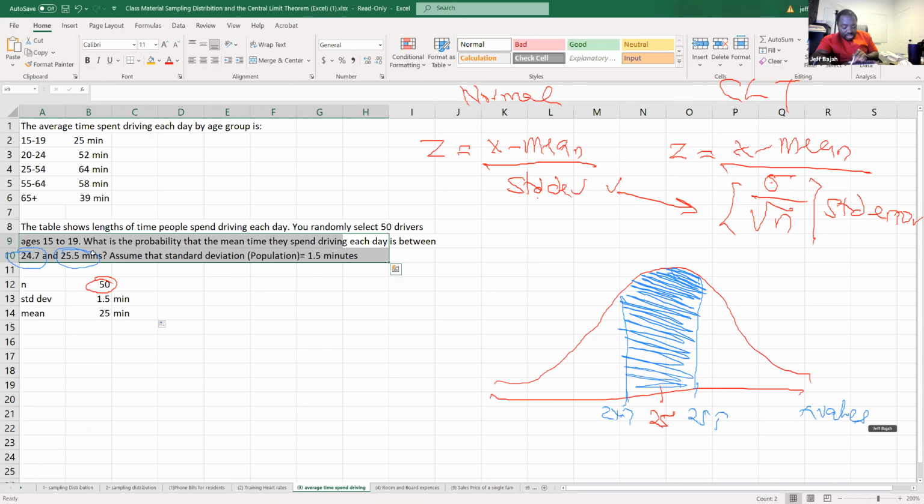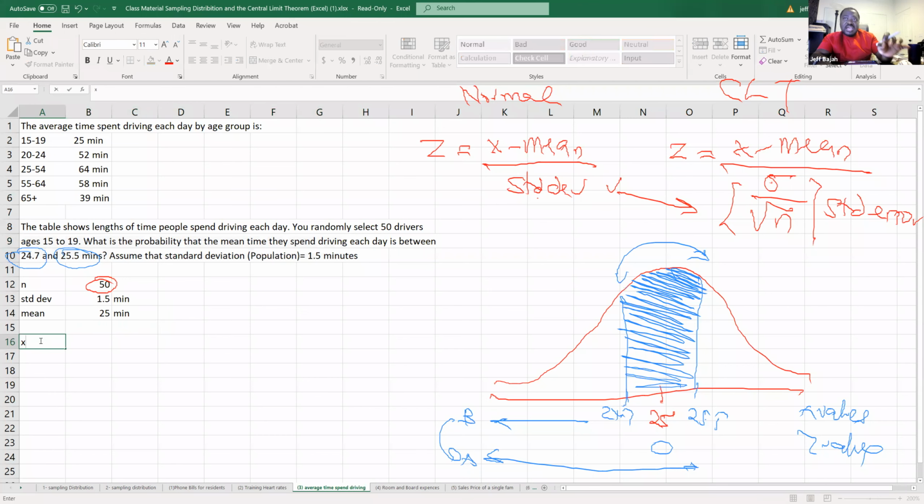From what we've done before, when you have two values and you're looking for the probability between them, you have to find the value of this one, find the value of that one, then subtract B from A. That will give you this space. So the X values, there are two: the first one is 24.7 minutes, the second one is 25.5. The next step is to find our Z values.